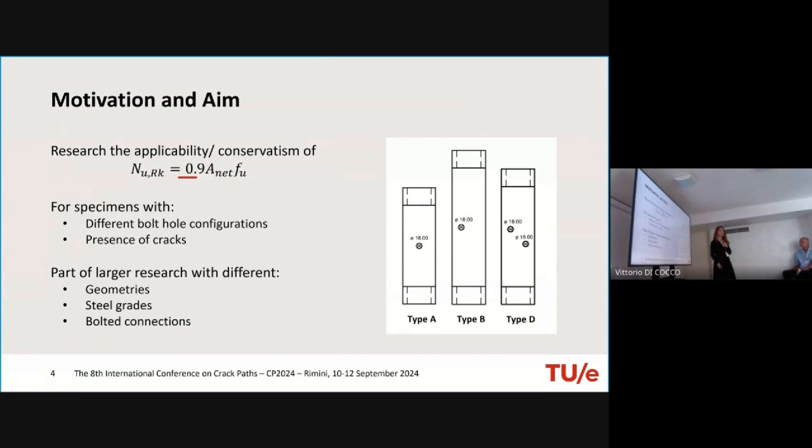This research is part of a larger research which also investigates different geometries, but also steel grades or the presence of holes in the steel plates.